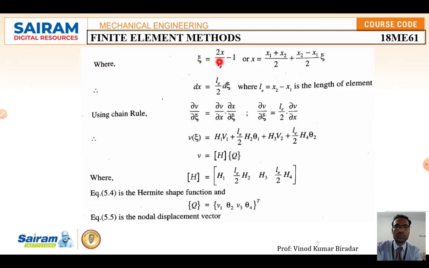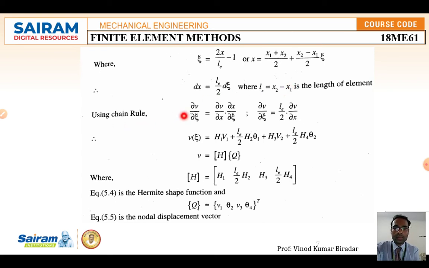Here zeta is equal to 2x by Le minus 1, or we have the formula x is equal to x1 plus x2 by 2 plus x2 minus x1 by 2 zeta. We already derived this. So dx is equal to Le by 2 d zeta for a small element strip, where Le stands for the length of the element, that is the final node minus the initial node.